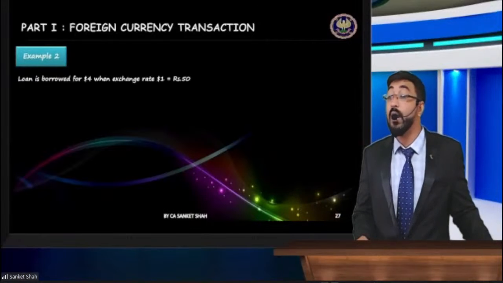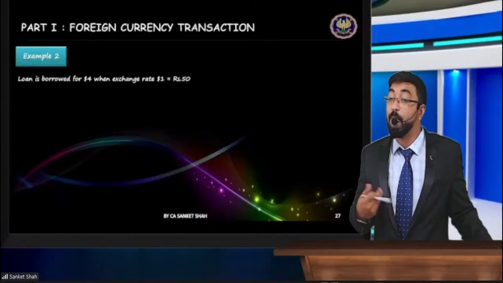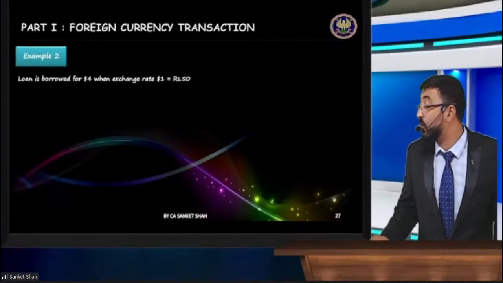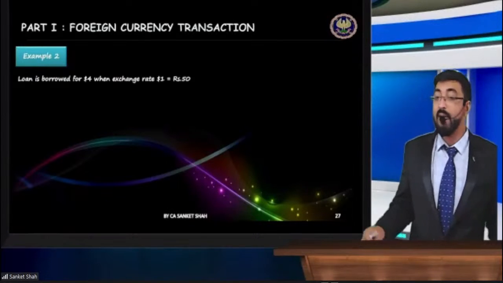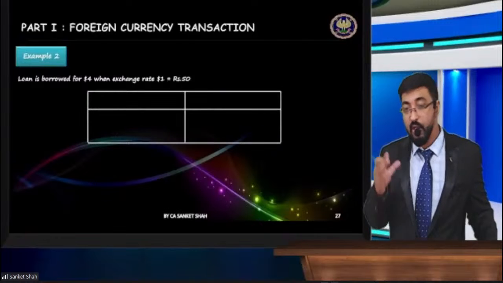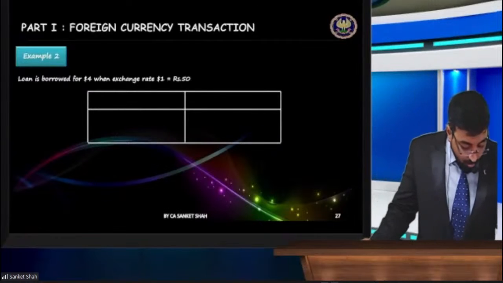And you are going to repay it after 5 years. So tell me, this is long term or short term? Long term. And now the exchange difference is adjusted in FCMITDA. So write down the example. Loan is borrowed.